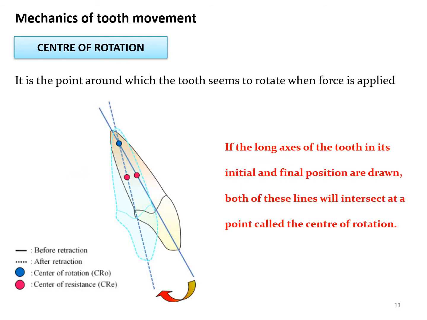Center of rotation. So what is center of rotation? It is the point around which the tooth seems to rotate when force is applied. So when you apply a force to a tooth, the tooth seems to rotate in a particular direction. But this rotation occurs around a point. This point is known as center of rotation. So if you consider the long axis of the tooth in its initial and final position, both of these lines will intersect at a point, and that is known as the center of rotation.